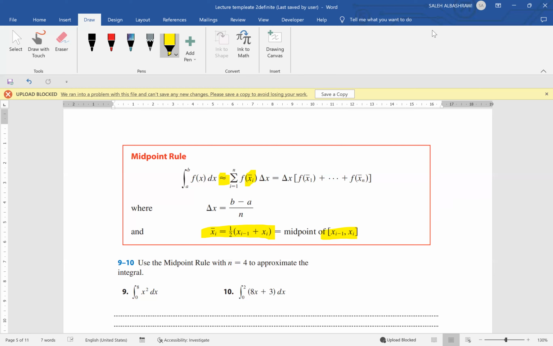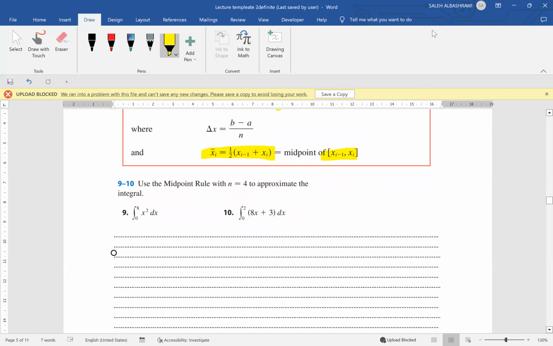So the midpoint rule says to just multiply delta x by the sum of the values of the function evaluated at the midpoints of the subintervals. For example, in these two examples, we need to use the midpoint rule with n equal to 4 to approximate the integral. Question number 9: the integral from 0 to 8 of x squared dx.